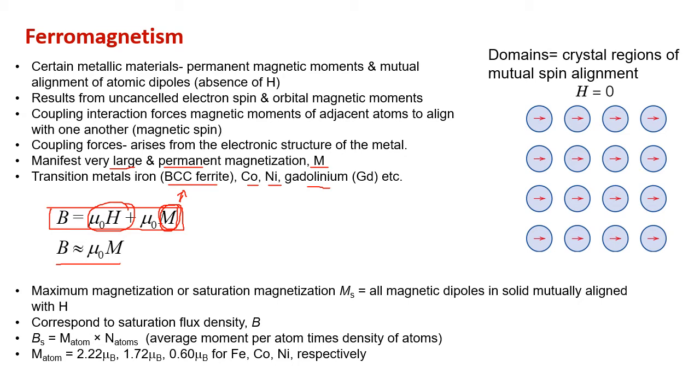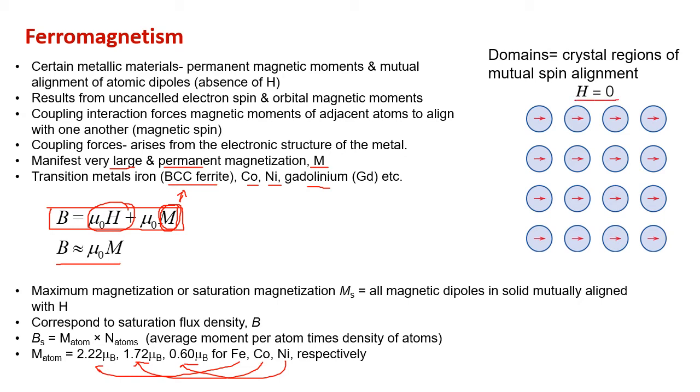Bs equals m atom multiplied by n atoms, the average moment per atom times the density of atoms, while m atom is 2.22 μB, 1.72 μB, and 0.620 μB for iron, cobalt, and nickel respectively. For iron it is 2.2, cobalt is 1.72, nickel is 0.6. So this is the domain for ferromagnetic material.